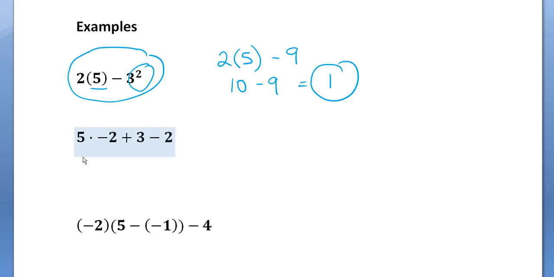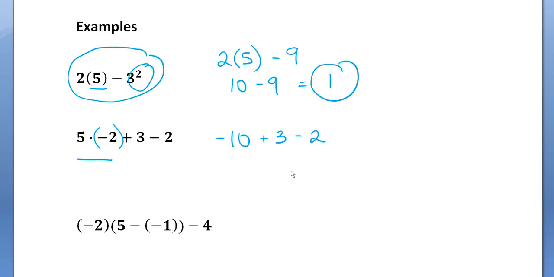Next one, 5 times a negative 2. I'm going to put a parenthesis around that to make it a little clearer. Add 3, subtract 2. The first thing I need to do in here is my multiplication, which is 5 times a negative 2. That will give me a negative 10. And then I'm going to rewrite the rest of my problem. You'll find it's good practice to not just cross things out and fill them in. It's to rewrite your problem each time. It helps you make a lot fewer mistakes.